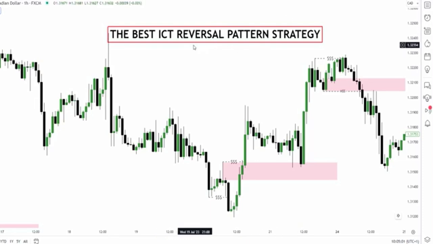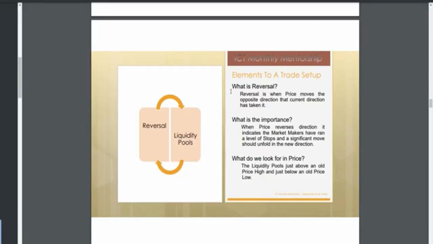So what exactly is reversal according to ICT? This is how ICT defines reversal in the ICT mentorship PDF. Reversal is when price moves the opposite direction from the current direction it has taken. And when price reverses direction, it indicates that market makers have run a level of stops and a significant move should unfold in the new direction. The liquidity pool is just above an old price high and just below an old price low. Now, there is a liquidity pool, and once price has completely taken off that particular liquidity level, it changes direction.